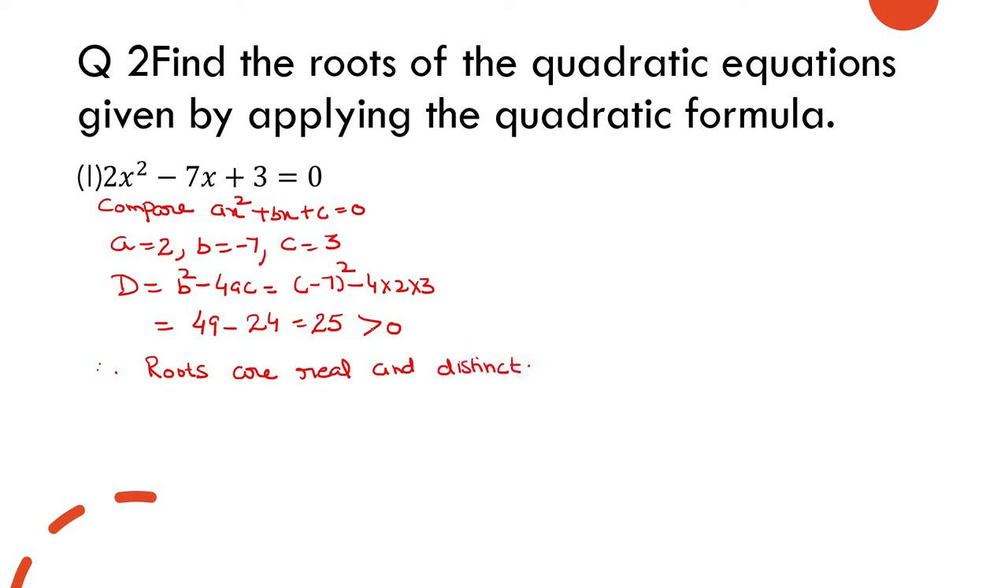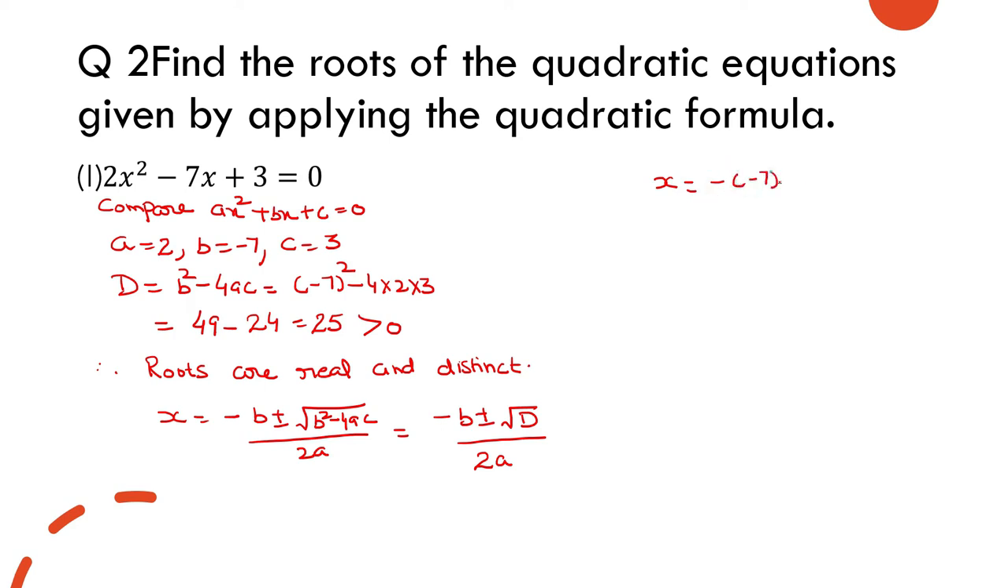This will be your first step whenever you are going to apply the quadratic formula. First of all, find the discriminant. If your roots are real and distinct, then you will proceed further. Now applying the quadratic formula, x is equal to minus b plus minus root b square minus 4ac upon 2a. We can write it also as minus b plus minus root D, because b square minus 4ac is the discriminant, upon 2a. Now substituting the values, we get x is equal to, what is b here? Minus 7. So minus of minus 7 plus minus root of D, we have found 25, upon 2a.